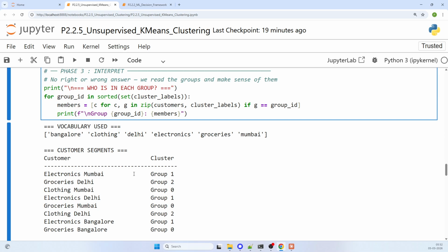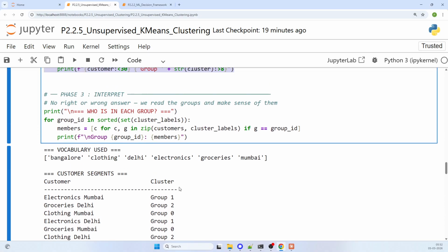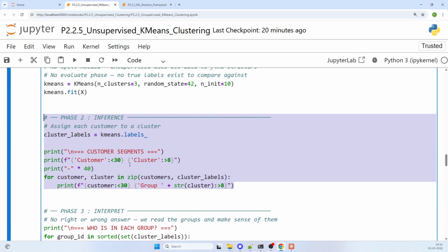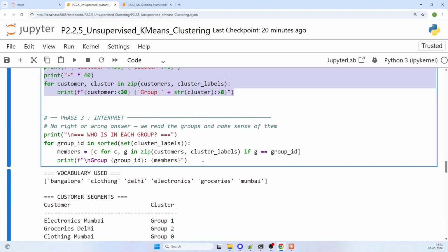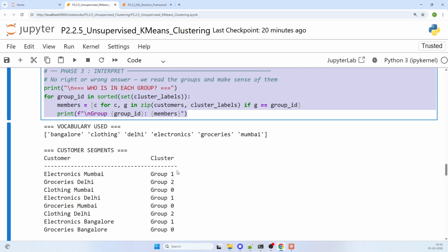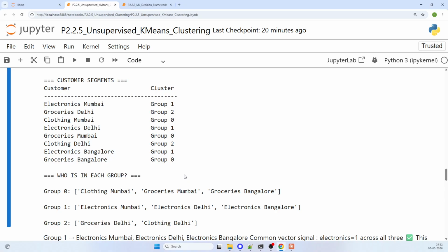For electronics Mumbai, the algorithm says k-means group 1. For groceries Delhi, it says group 2. For clothing, it says group 0, like that for each. So k-means created 3 groups. It divided the entire customers into 3 segments. But on what basis is it giving 3 groups? We don't know yet. I'm just inferencing the model here, but I need to interpret that. So I need to cross check whether the clustering is happening and the labels are created properly or not.